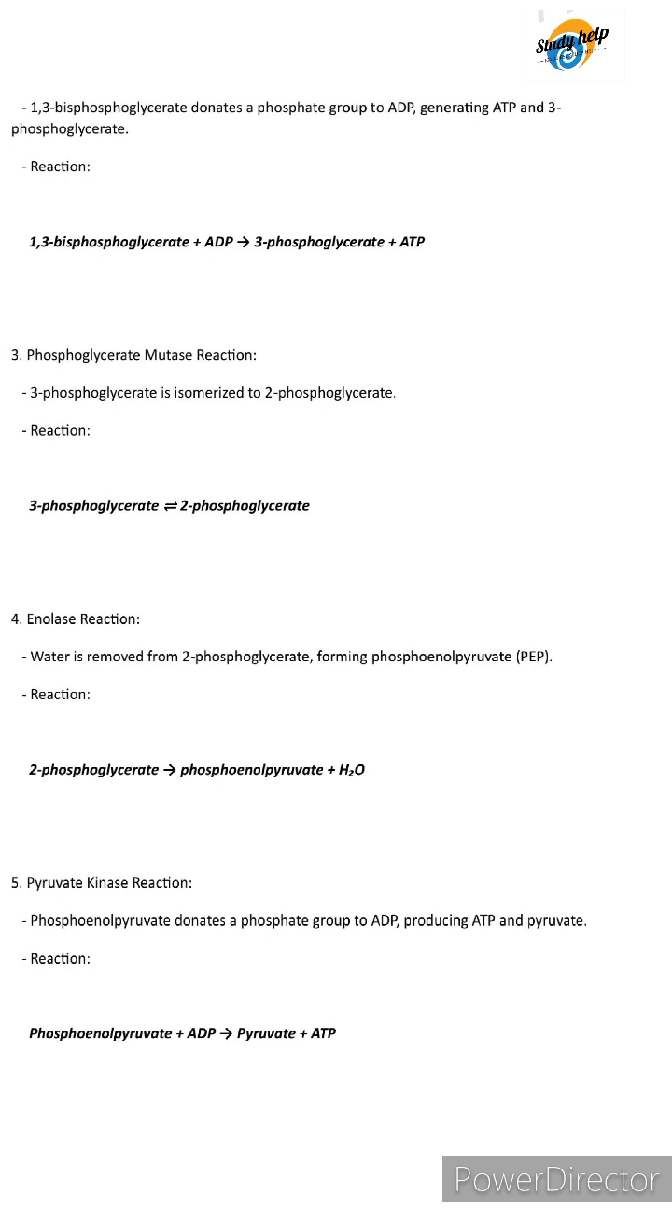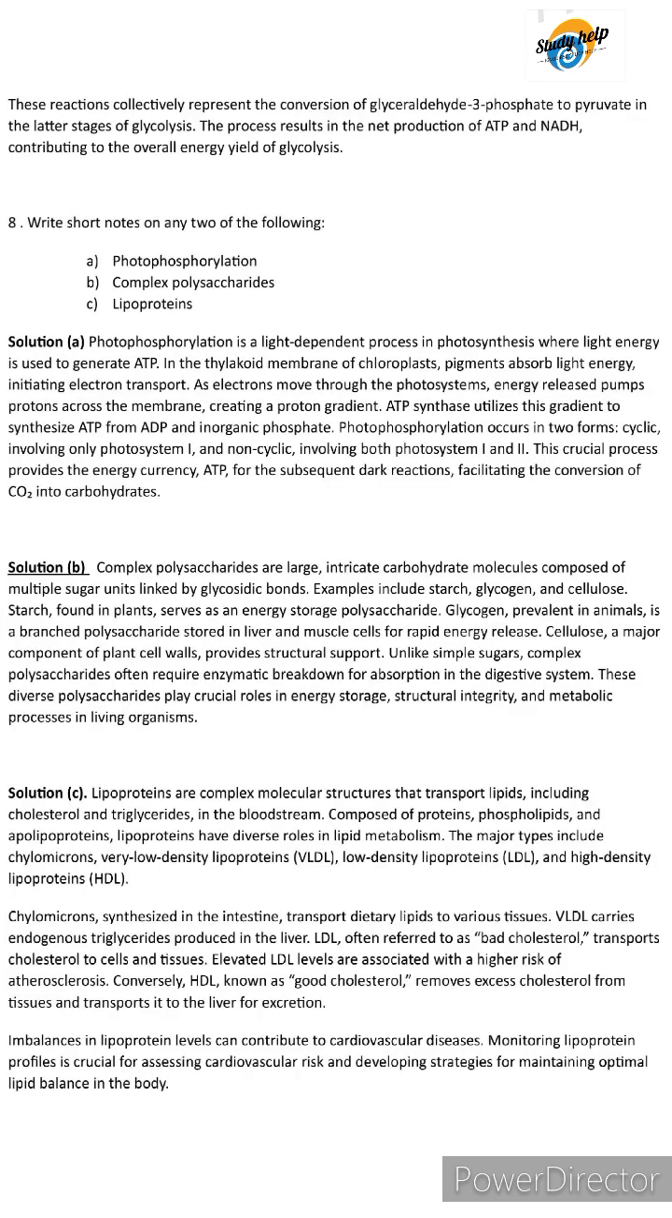Water is removed from 2-phosphoglycerate, forming phosphoenolpyruvate, PEP. Reaction. 2-phosphoglycerate gives phosphoenolpyruvate plus H2O. 5. Pyruvate kinase reaction. Phosphoenolpyruvate donates a phosphate group to ADP, producing ATP and pyruvate. Reaction. Phosphoenolpyruvate plus ADP gives pyruvate plus ATP. These reactions collectively represent the conversion of glyceraldehyde 3-phosphate to pyruvate in the latter stages of glycolysis. The process results in the net production of ATP and NADH, contributing to the overall energy yield of glycolysis.